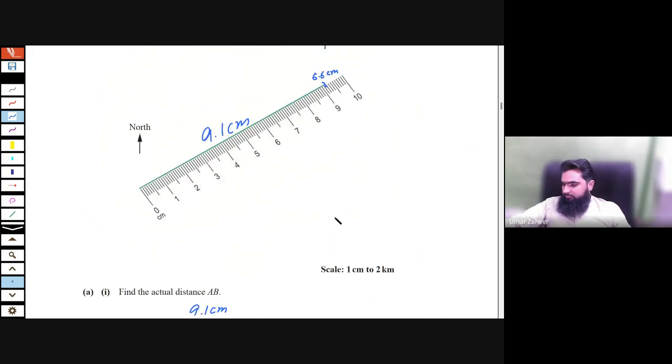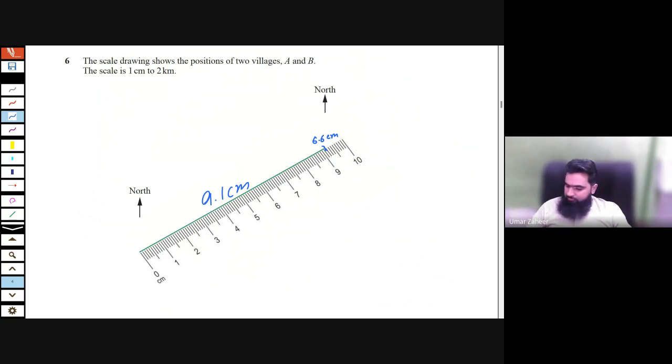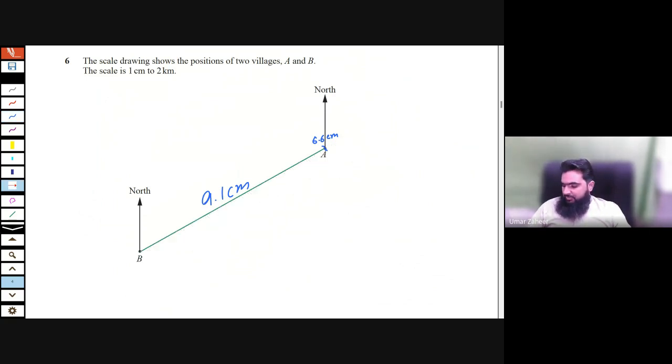In the next part, he says that you have to find the bearing of A from B. So you have to stand on B and move in the clockwise direction. So this is the angle that you need to find. So how you can find it? You have to use a compass.